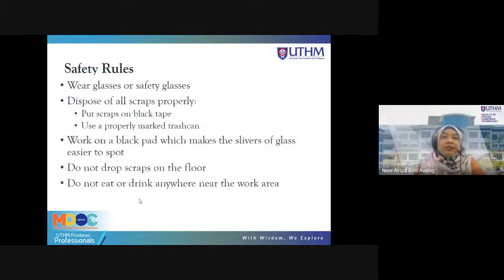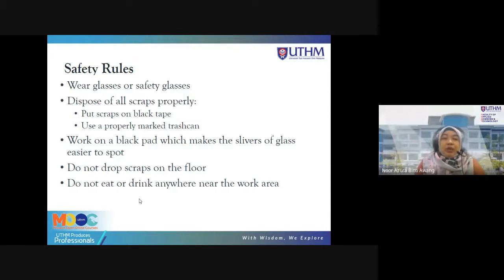So we need safety rules. We need to wear safety glasses and dispose of all scrap properly. Put scrap on black tape so we can see it, because it looks like glass. Use a properly marked trash can. We cannot just throw it in the ordinary dustbin used for all other trash, so we need a special trash can. All of the glass or scrap can be put inside that container.